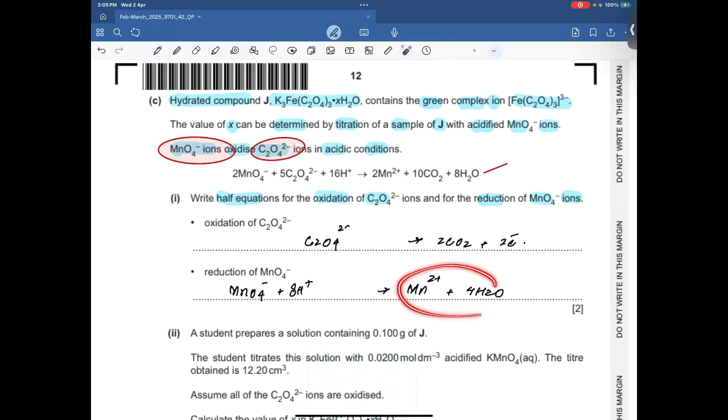The total net charge is 2+ on the product side, whereas the total net charge on the reactant side is 7+. How come? This is 8+ and this is -1, which becomes +7. So to convert +7 into 2+, I will use 5 electrons here. And when I balance the number of electrons, obviously these electrons cancel out with each other, and I'll get this equation now.